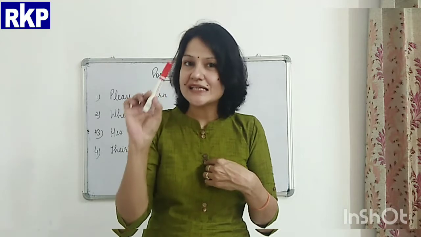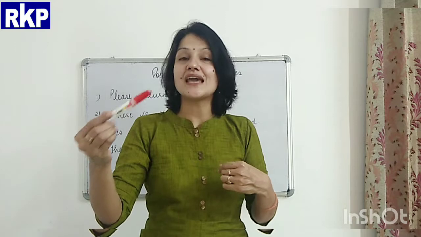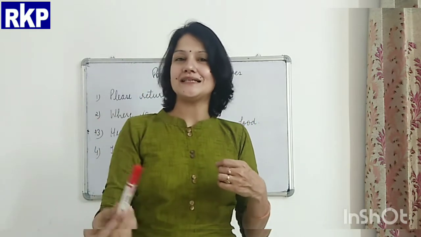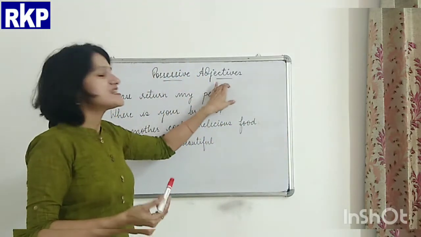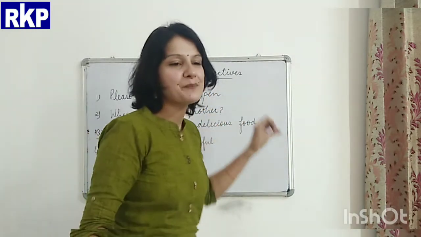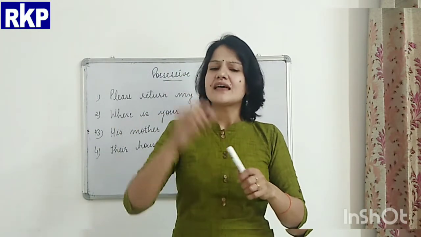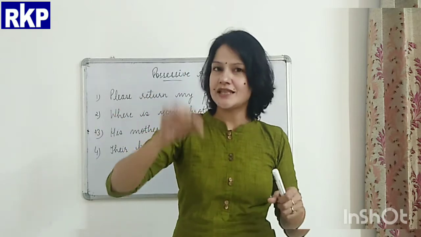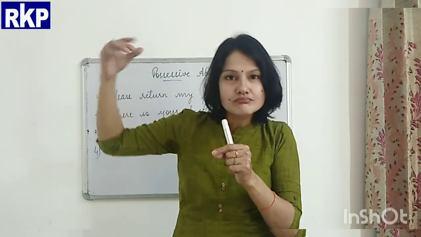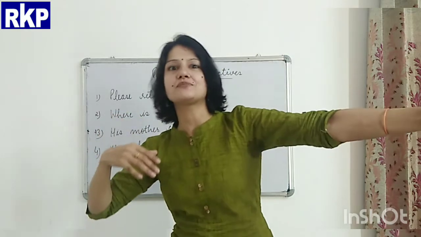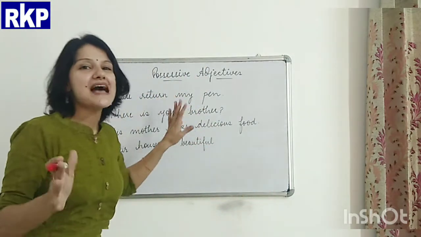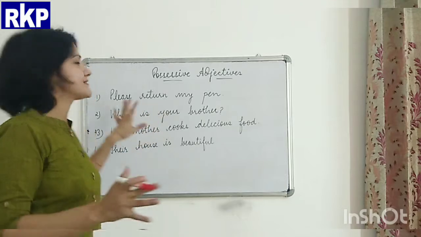Basically when you own something. If this pen is mine, I possess this pen, or I can also say I own this pen, O-W-N, own this pen. This is mine. So possessive adjectives basically tell us that this particular thing belongs to this person or that person. So let us have a look at the sentences.